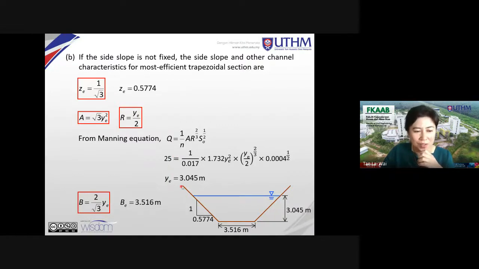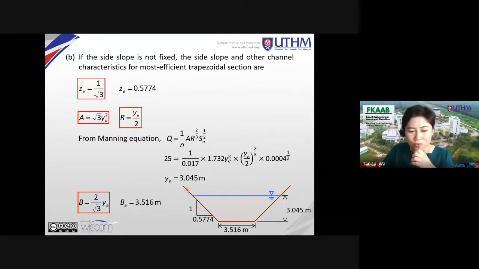Okay, you can also solve for your most effective depth of flow, which is 3.045. Now, why do we need y? Of course, when we want to construct the best or most efficient section, we need to know the depth of the channel.